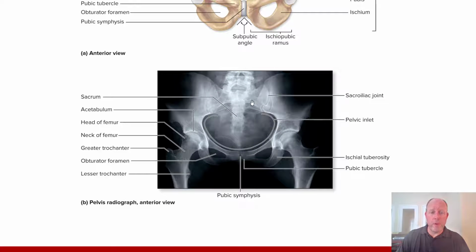So we have the anterior view here of an x-ray. You can see the sacroiliac joint, the pelvic inlet, the ischial tuberosity, pubic tubercle, the pubic symphysis, the lesser trochanter of the femur on the medial side, the obturator foramen. The greater trochanter of that femur is here, the neck of the femur, and the head of the femur, the femoral head, meeting up with that acetabulum of the pelvis, referring to the hip joint.